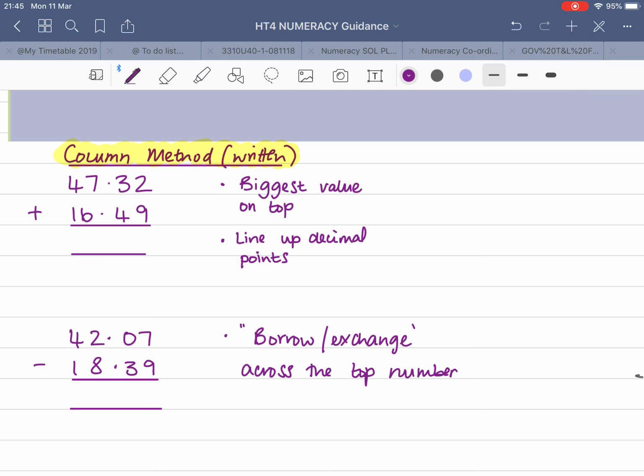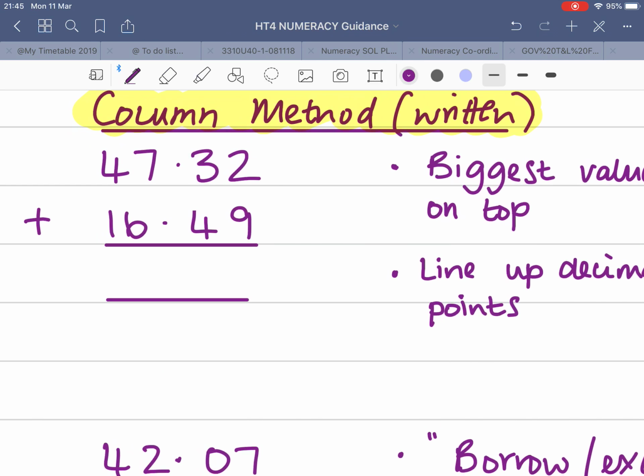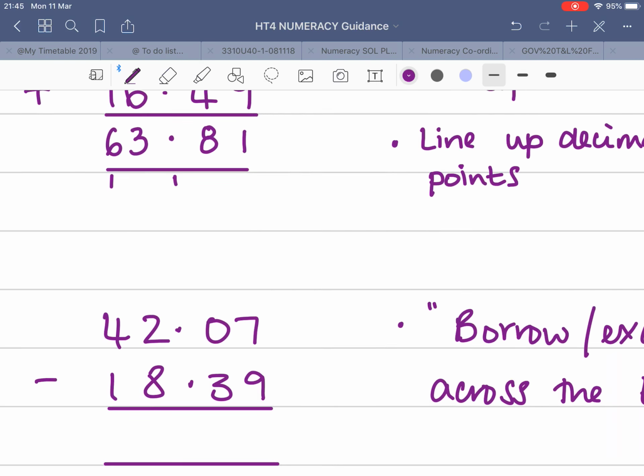So for the first addition, we have 2 plus 9, which will give us 11. 1 down, carry 1. 3 plus 4, which will give us 7, and that one we're carrying will give us 8. Decimal point. 7 and 6 is 13, 3 down, carry 1. 4, 1, and the one we're carrying, 63.81.